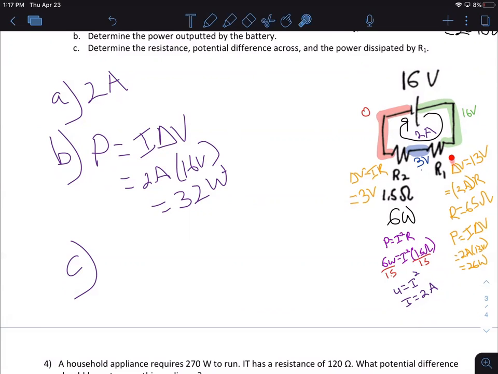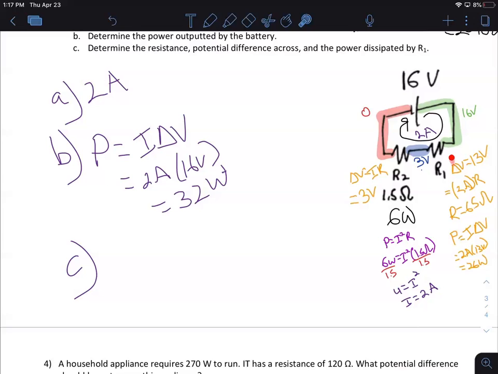Household appliance requires 270 watts, has a resistance of 120 ohms. What potential difference should we put across the appliance? This is a simple circuit question. One battery, one appliance. I have P, I have R, I want to know delta V.